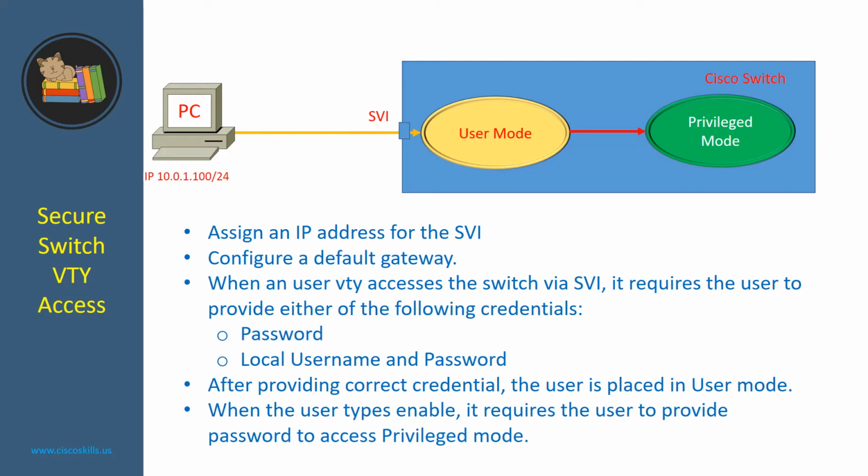Here are the steps to secure switch VTY access. First, we need to assign an IP address for the SVI. After that, we need to configure the default gateway in the switch. Then we configure it so that when a user VTY accesses the switch via the SVI, it requires the user to provide either of the following credentials: a simple password or a local username and password. After providing the correct credential, the user is placed in user mode. When the user types enable, it requires the user to provide the password to access privilege mode.